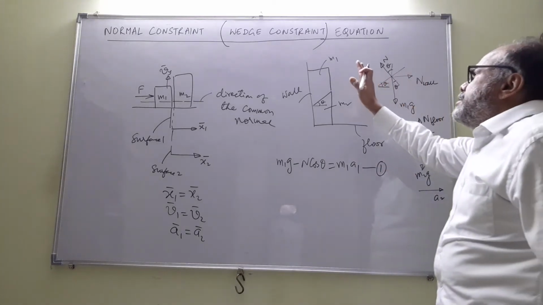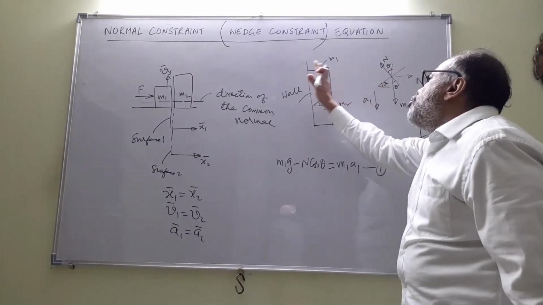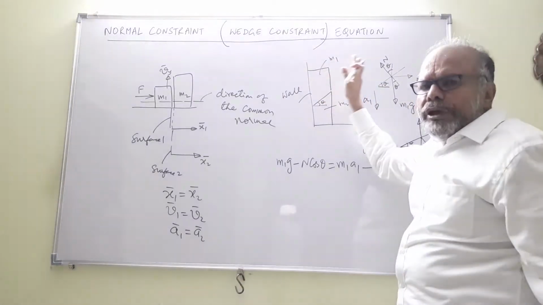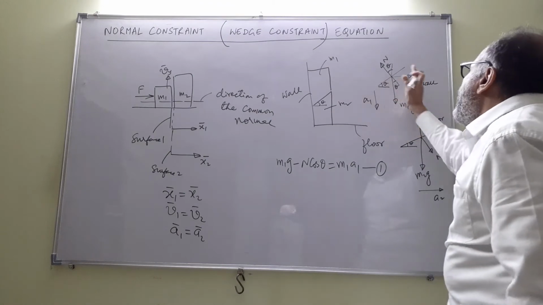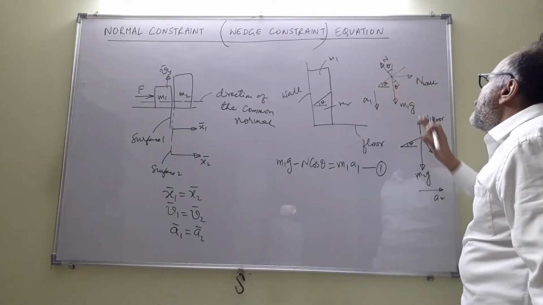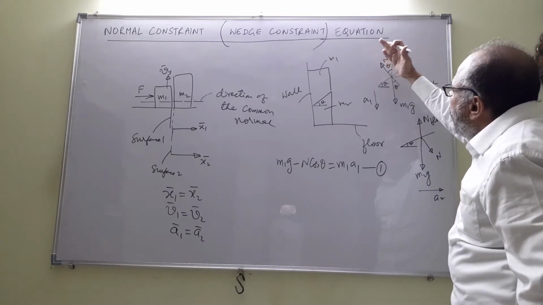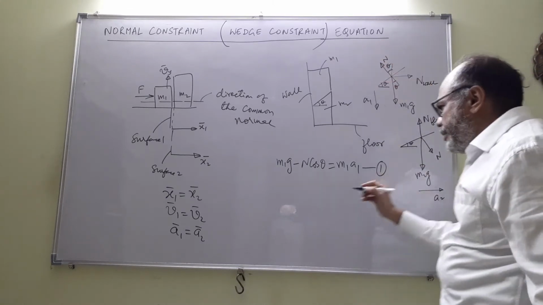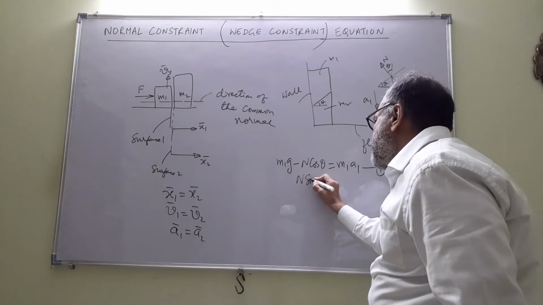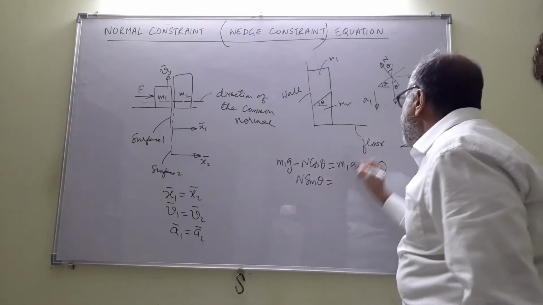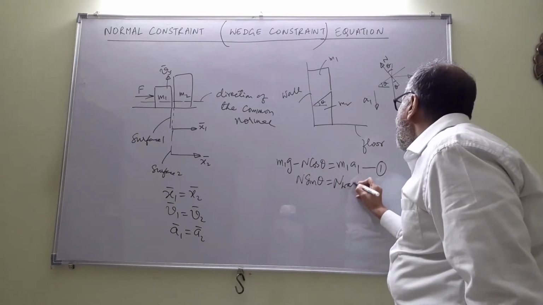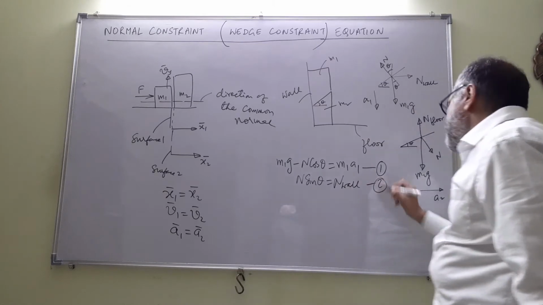Then, since the upper block is not moving in the horizontal direction, the net force in the horizontal direction must be 0. So the horizontal component of n is n sine theta. So we can say n sine theta will be n by the wall. That is the second equation.